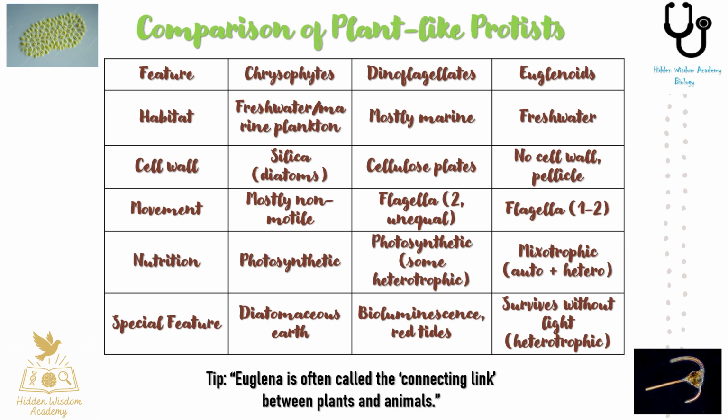Let's quickly compare the three major plant-like protists. Chrysophytes like diatoms have silica shells and contribute to diatomaceous earth. Dinoflagellates are mostly marine, often bioluminescent, and sometimes cause red tides. Euglenoids, like Euglena, are unique because they can photosynthesize in sunlight but switch to heterotrophy when light is absent. This comparison helps us clearly separate their habitats, nutrition, and structural features.